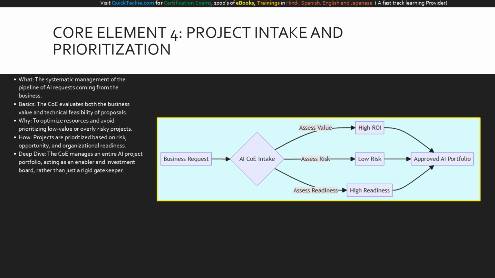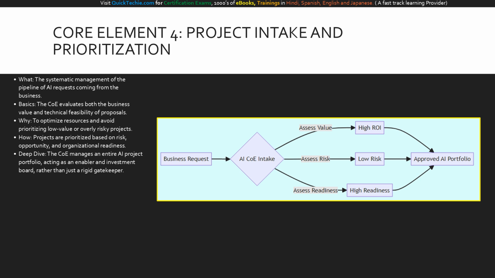Let's trace the intake lifecycle on this visual map. On the far left, a business request enters the system and hits the central AI COE intake gateway. From here, the COE runs a multifaceted evaluation. It assesses the value, ensuring high ROI. It assesses the risk, ensuring the project is low risk. And it assesses readiness, ensuring high readiness. Only when a project successfully passes these evaluation filters does it move to the right and officially enter the approved AI portfolio. This mechanism guarantees that your enterprise focuses its capital and engineering talent only on safe, viable, and highly impactful AI initiatives.